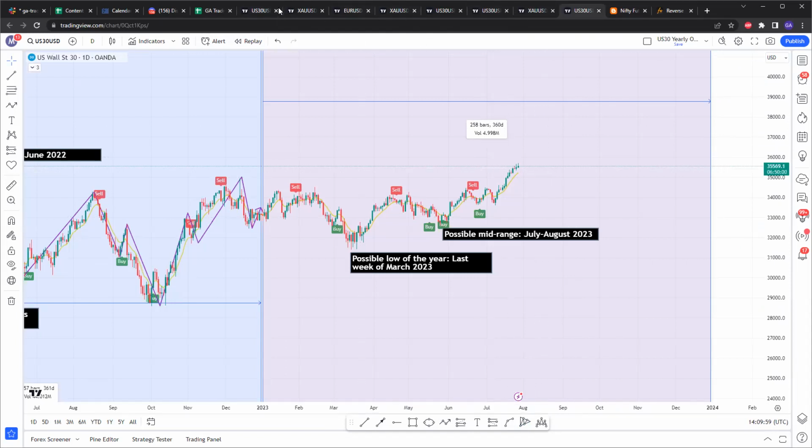Before that, the daily sell comes in. So I think we're going to get this daily sell maybe on Monday or Tuesday of next week. So just observe that for US 30.